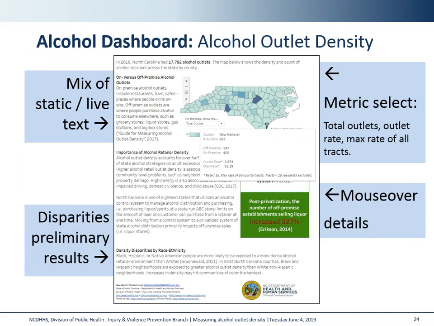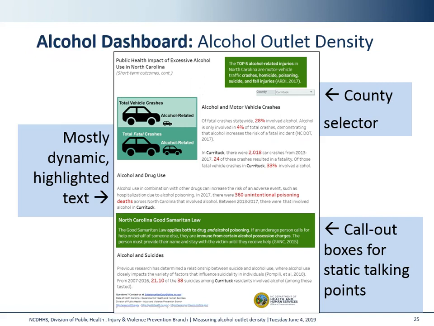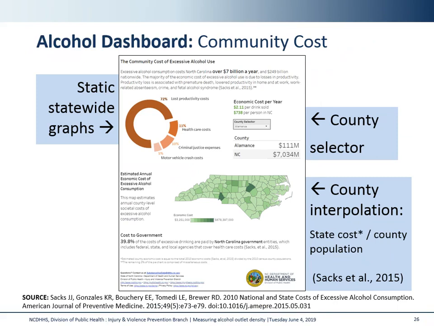And for alcohol outlet density, you could select your metric, with a mix of live text and static text. This one had a little bit more static text than others. Then when we get into this, I shouldn't say outlet density. That should say the public health impact. This isn't density anymore. But this one, we swap out all the text on the page, so you pick a county and it just pulls the text and highlights it. We had a couple of call boxes that don't change, like there's a Good Samaritan law, FYI. It's drug and alcohol poisoning for our state. And then the last zoom I'm going to do is the community costs, where again we interpolated this into counties.